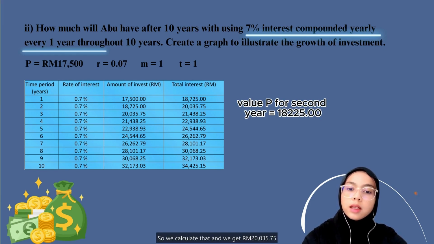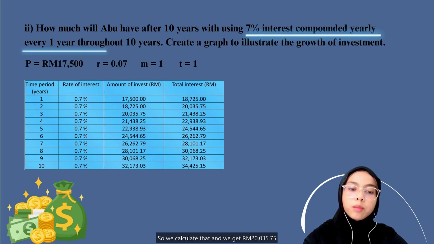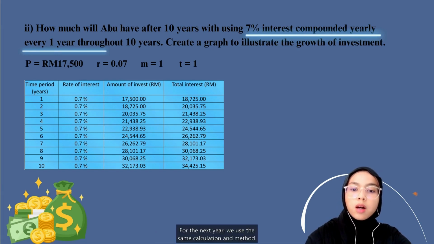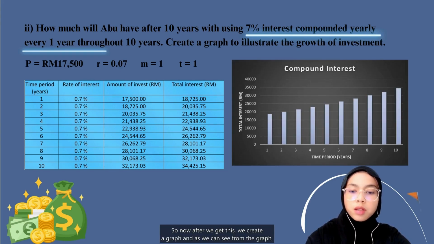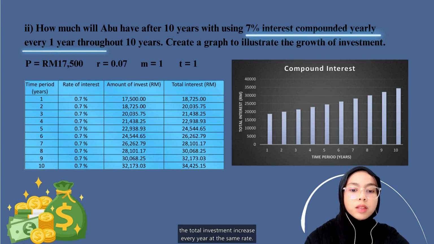So we calculate and we get 20,035 ringgit 0.75 cent. For the next year, we use the same calculation and method, and what we get is, as you can see, this is the total interest for every year. So now, after we get this, we create a graph, and as we can see from the graph, the total investment increases every year at the same rate.